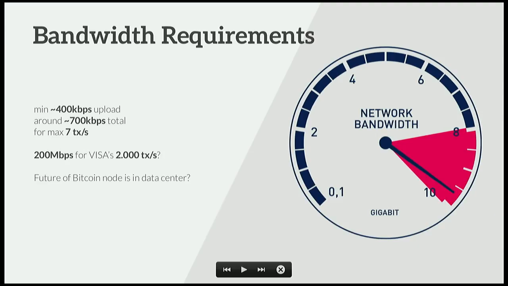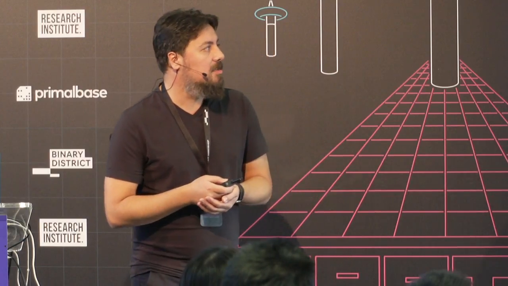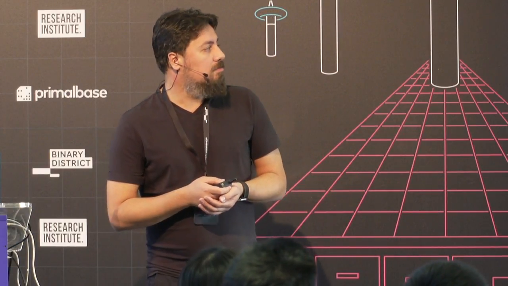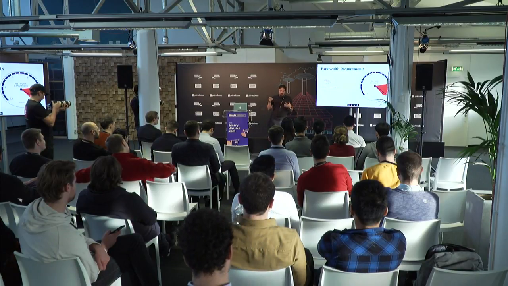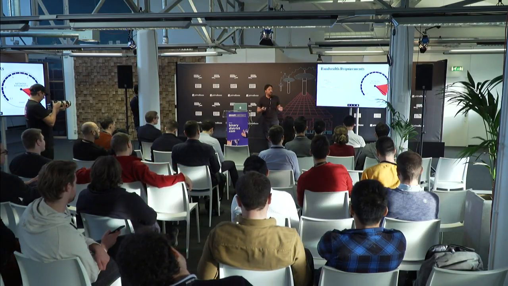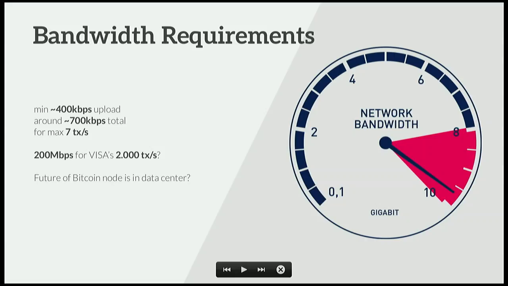So if we look at it, the bandwidth requirements of running a full Bitcoin node is actually a bit high. It's 400 kilobit per second upload, and you need to have at least 700 kilobit per second in total bandwidth in order to achieve a maximum of 7 transactions per second. So if we think that Visa has 2,000 transactions per second, in order to achieve that transaction throughput, we have to have 200 megabit per second connections, which is very high. So will the future of full nodes be in the data center?